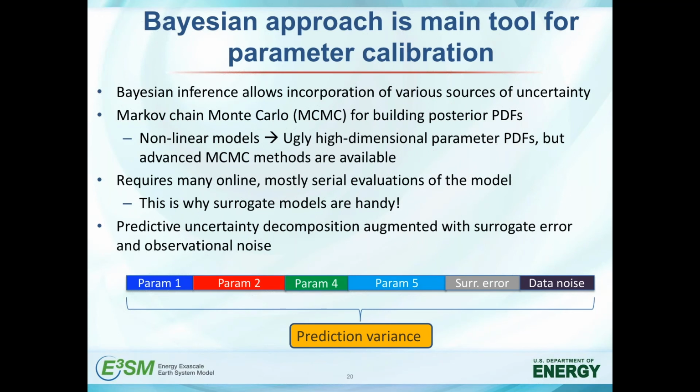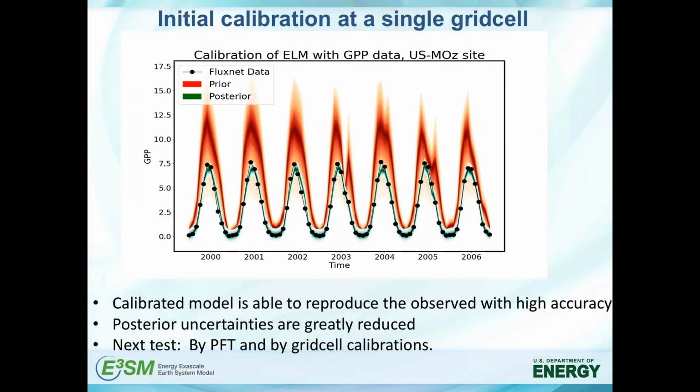And so some initial work towards that. We've taken this globally relevant surrogate model, and we just pulled out one grid cell centered on the US Missouri Ozark flux site, but this isn't actually using the data from the site. It's using the globally gridded GPP product and the model output from that grid cell. And so what we can see is the prior spread of GPP is quite large. That's from the 200 parameter sets that we used in the original ensemble.